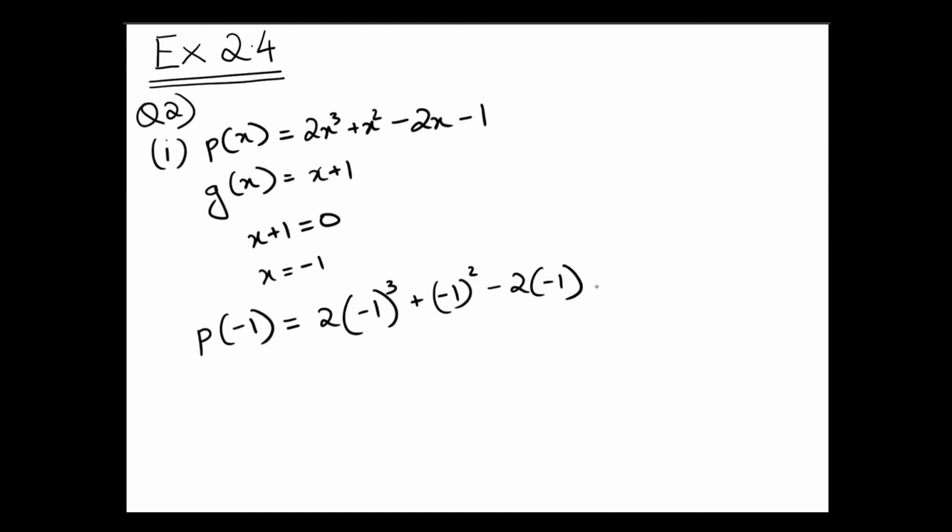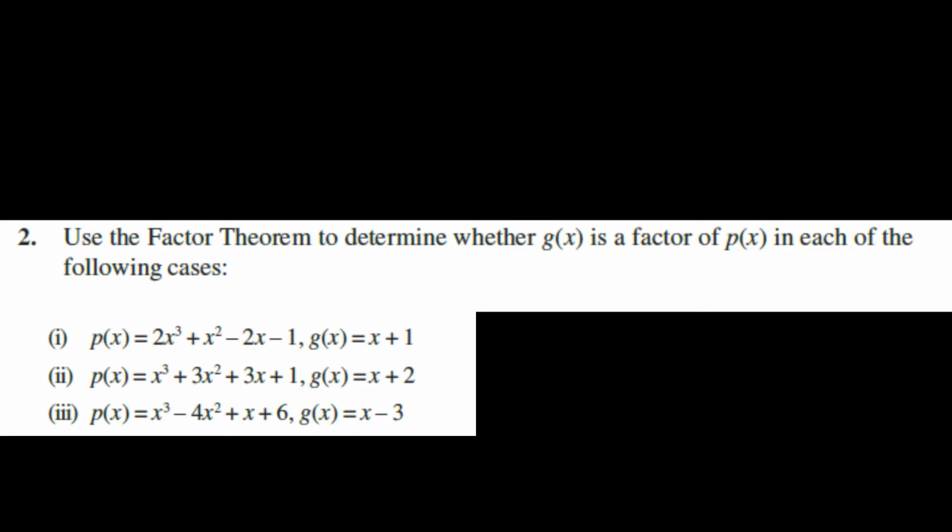Minus 1 square minus 2 into minus 1 minus 1. So this gives us minus 2 plus 1 plus 2 minus 1. The terms cancel each other out, and p of minus 1 is equal to 0. So this means that g of x, which is x plus 1, is a factor of p of x given in the question.